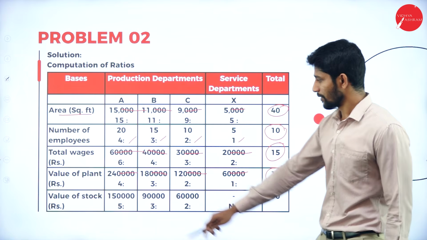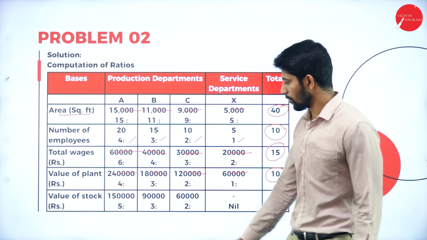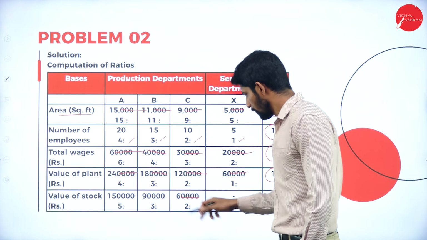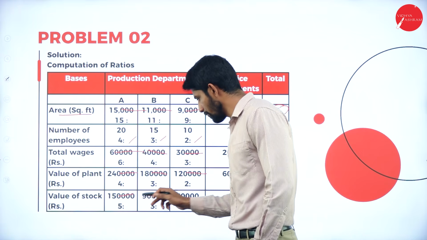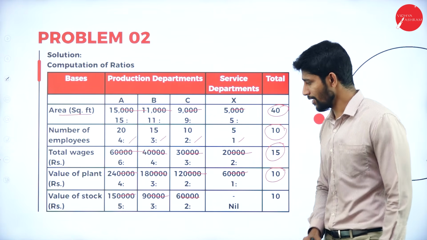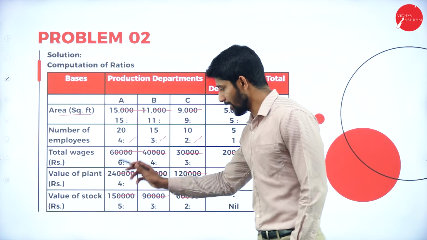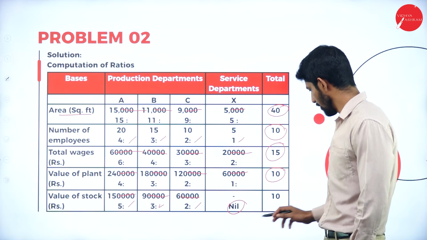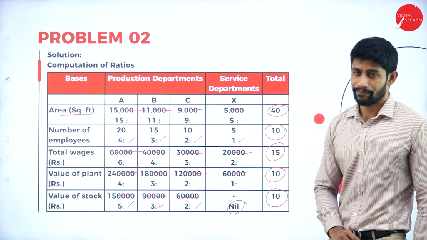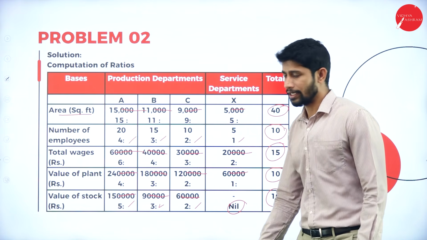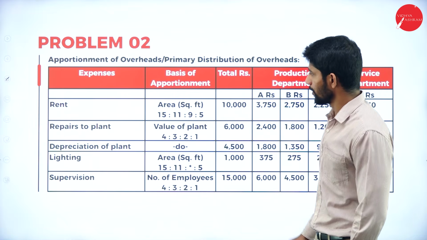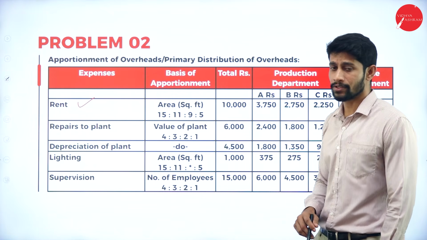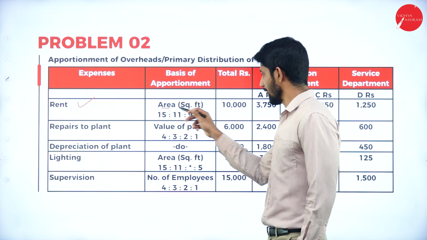Total is 10. Value of stock. It is 1,50,000, 90,000, 60,000 and nil. So here we cancel 4 zeros in each. 3 fives are 15, 3 threes are 9, 3 twos are 6. So 5 is to 3 is to 2, and in this department it is nil. Total 10. So now we have got our ratios. Now let us move on to solve the problem. Rent. On what basis is the apportionment? It is based on area.